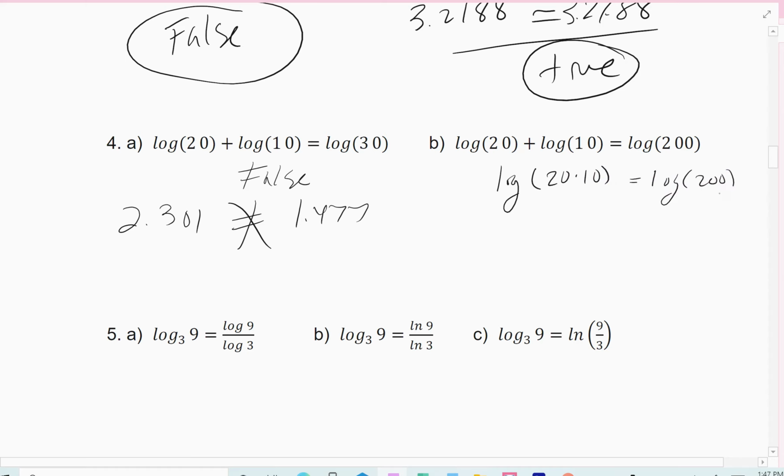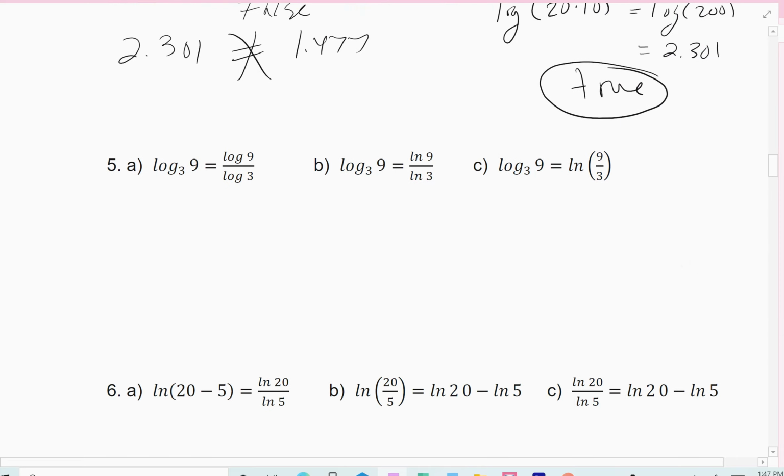And so if you type in log of 200, log of 200 does come out to 2.301, which is true in that case. Alright, log base 3 of 9 is equal to log of 9 divided by log of 3. That's true. That's the change of base formula. Log base 3 of 9 is equal to the natural log of 9 divided by the natural log of 3, which is equal to my previous expression. Also true, because that's the change of base formula.